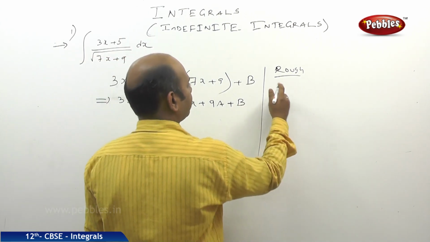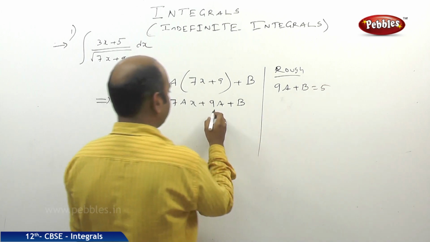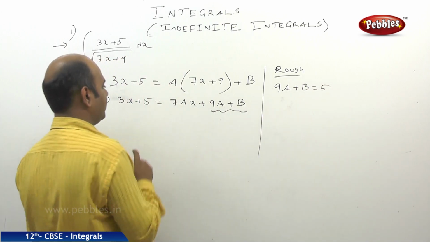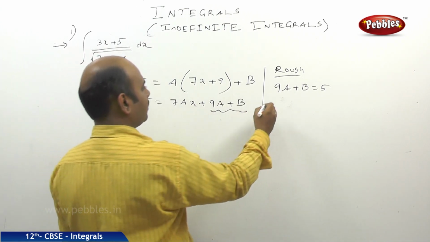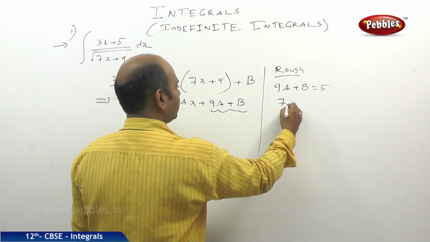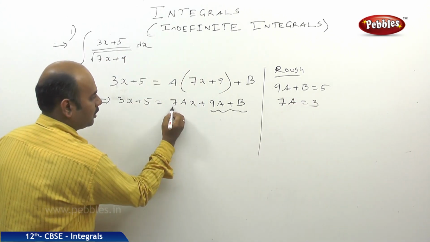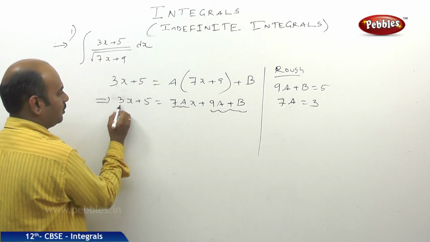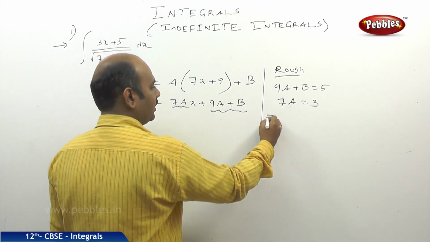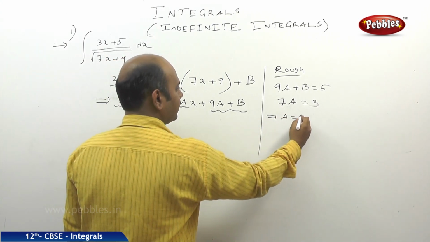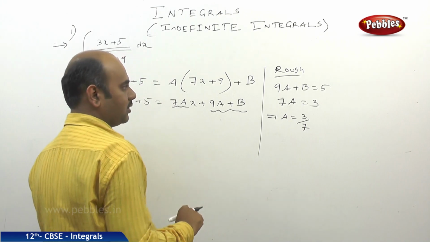9a plus b as 5, because this is the constant part in our problem. And if I compare the coefficient of x, 7a is equal to 3. If you observe carefully, the coefficient of x is 7a here and the coefficient of x is 3, so 7a is equal to 3. Finally, 7a is equal to 3 means a I can write blindly as 3 by 7, because 7 goes to that side.